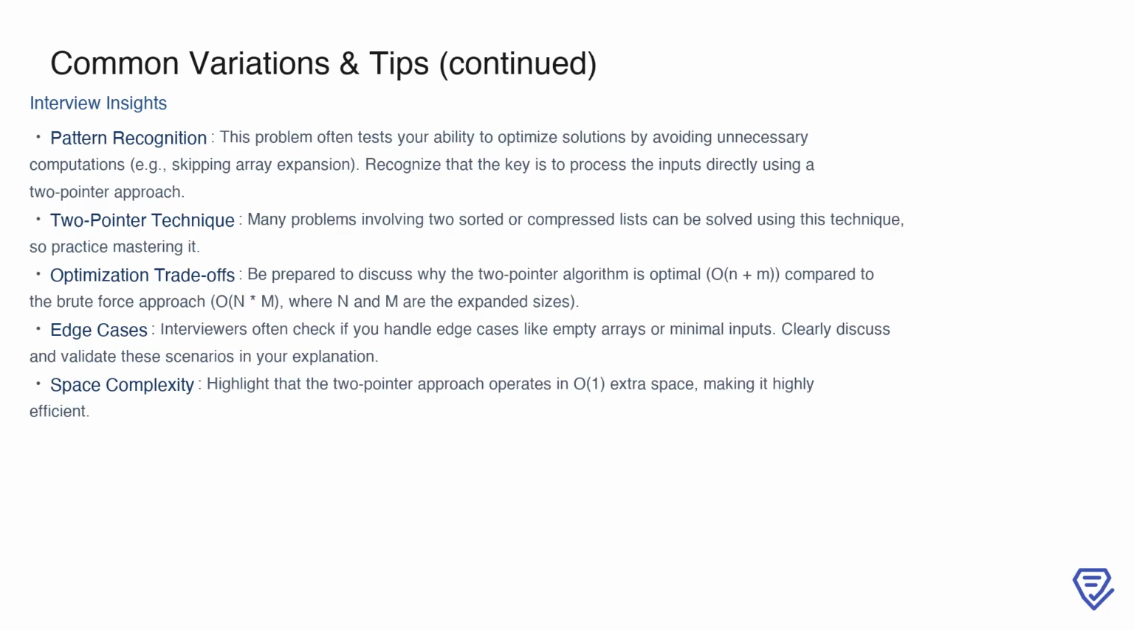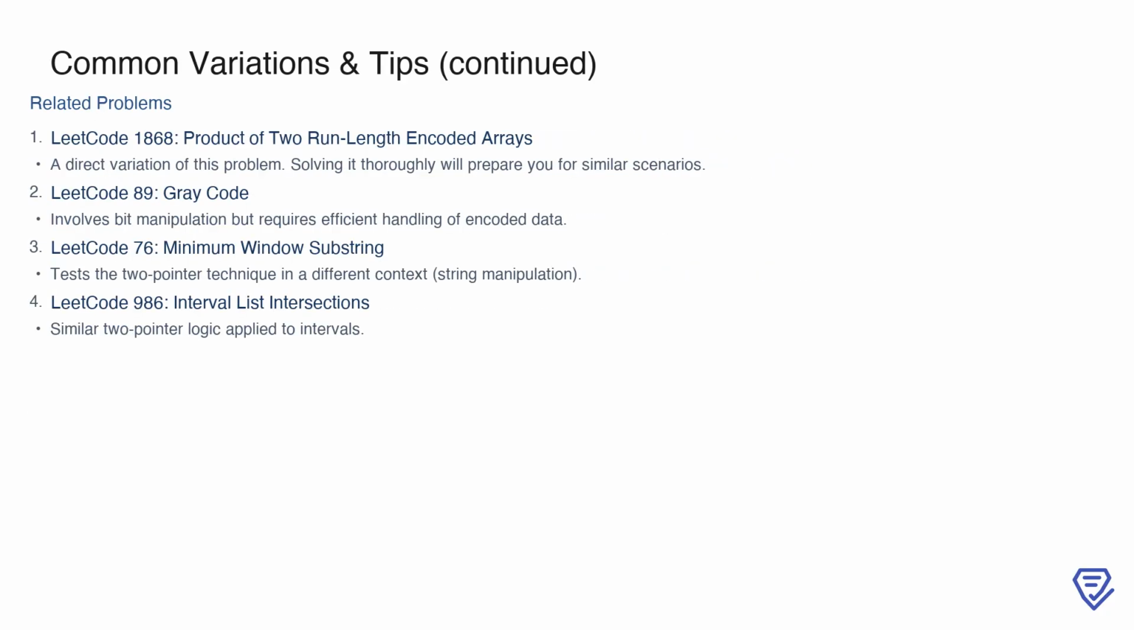of the trade-offs involved. To deepen your understanding, consider related problems that explore similar concepts. For instance, LeetCode 1868, the product of two run-length encoded arrays, is a direct variation of this problem. Solving it thoroughly will prepare you for other scenarios involving compressed data.